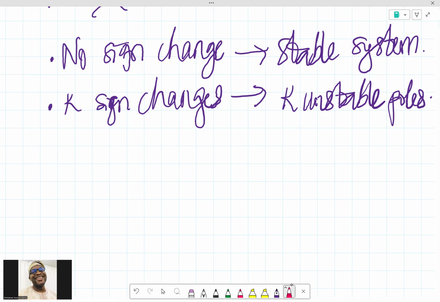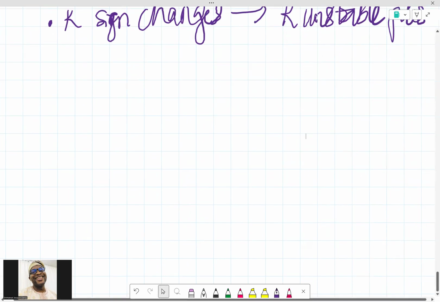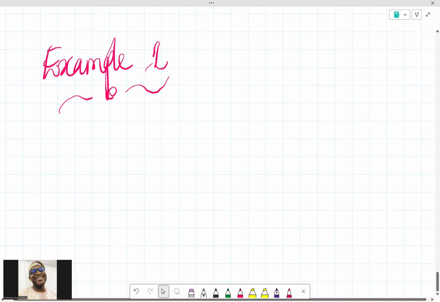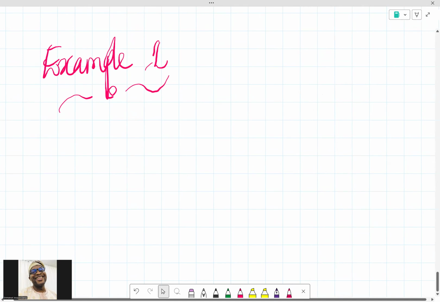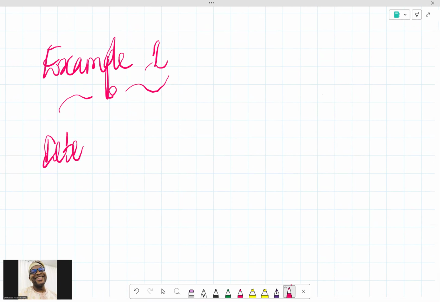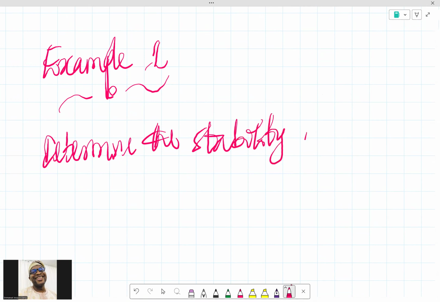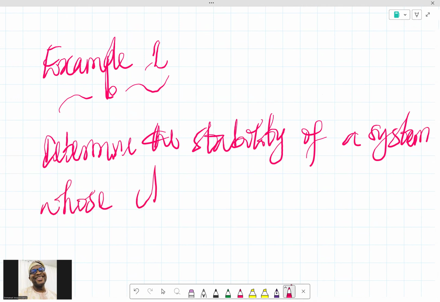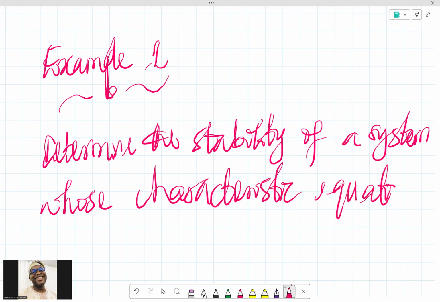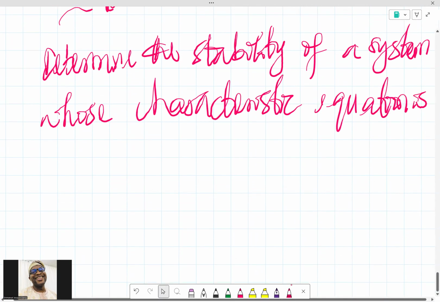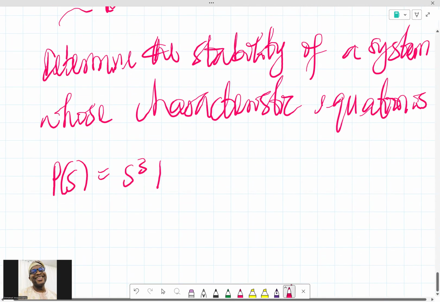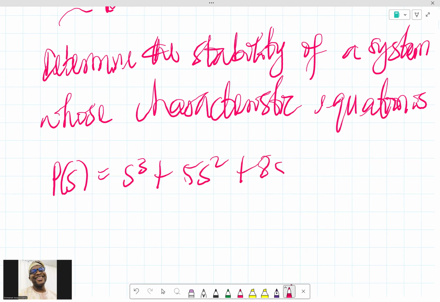So let's go for worked examples. Let's take example 1. Determine the stability of a system whose characteristic equation, after you've taken the Laplace and got the characteristic equation, is now s^3 + 5s^2 + 8s + 6.